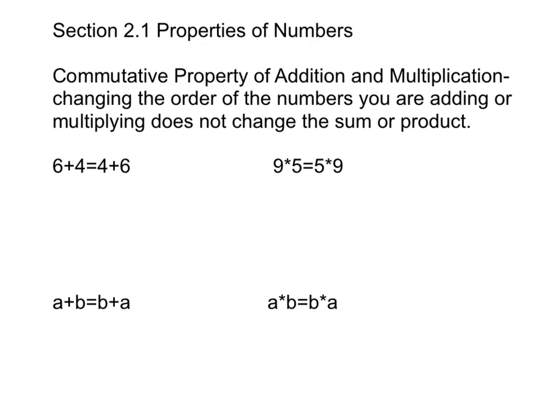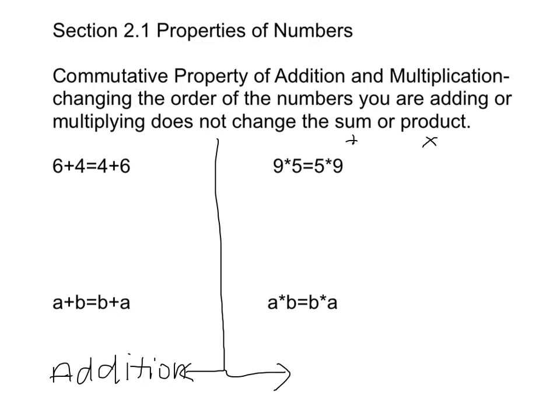What that means is that you can change the order of the numbers you are adding or multiplying, and it does not change the sum or product. Remember, sum is the answer when we're adding, product is the answer when we're multiplying. That's why we're talking about the properties of addition and multiplication. On this side over here, we have addition, and on this side over here, we have examples of multiplication. And those are the commutative properties.